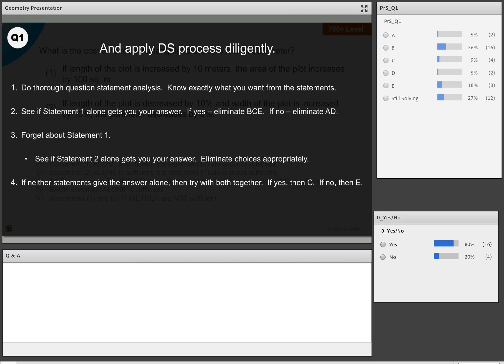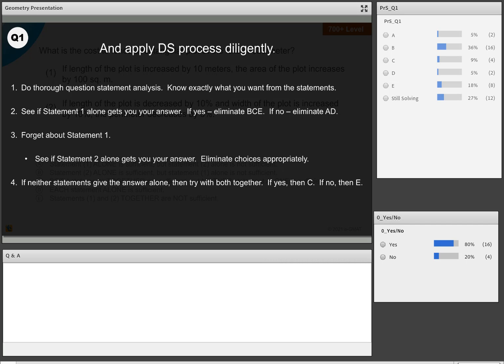So if you're working on geometry right now, but you see data sufficiency questions as an issue, I want you to pause your geometry learning and go back to Quant Basics course, the last module, go through that in its entirety. You will start to see the difference right away.